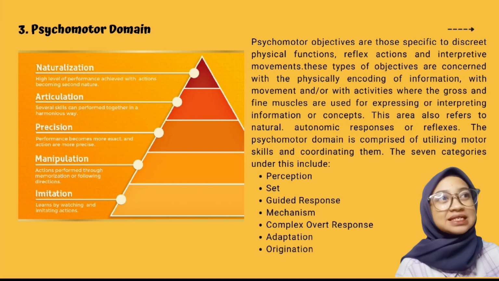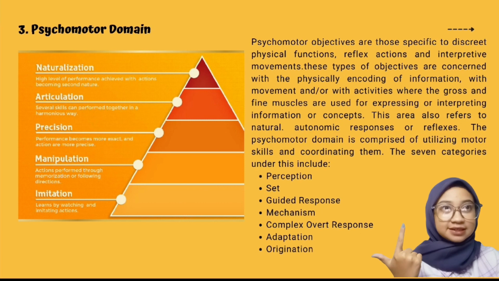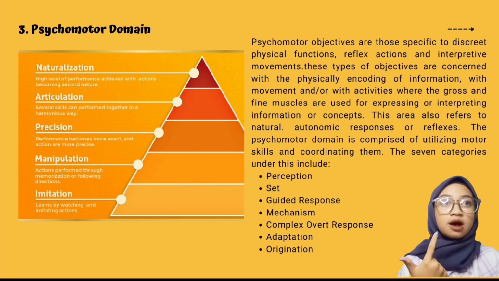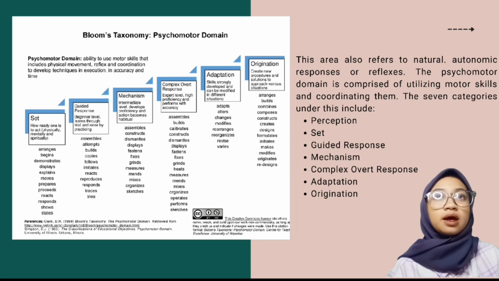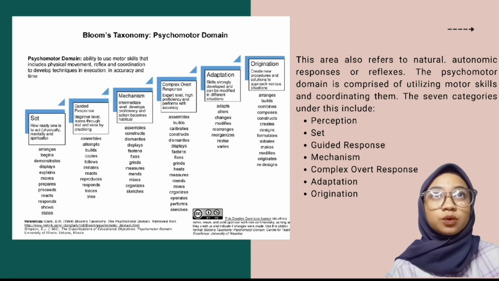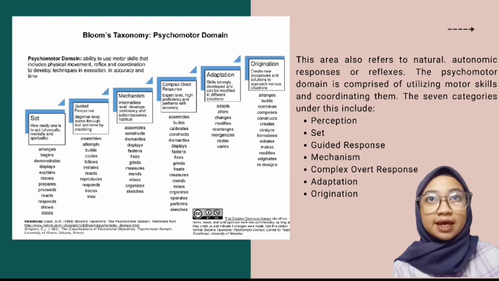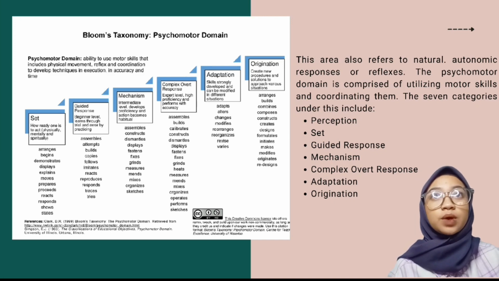The seven categories under this include perception, set, guided response, mechanism, complex overt response, adaptation, and the last is origination. So, the first we will discuss is set. Set is how ready one is, physically, mentally, and spiritually.